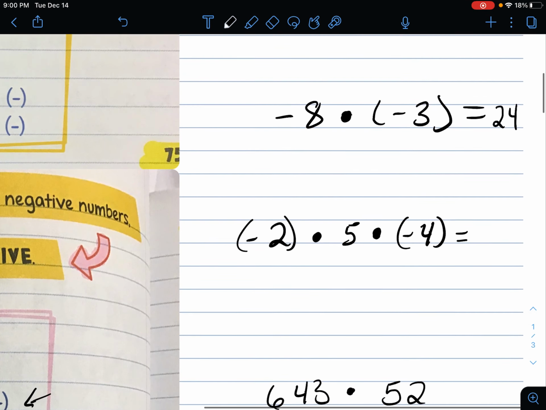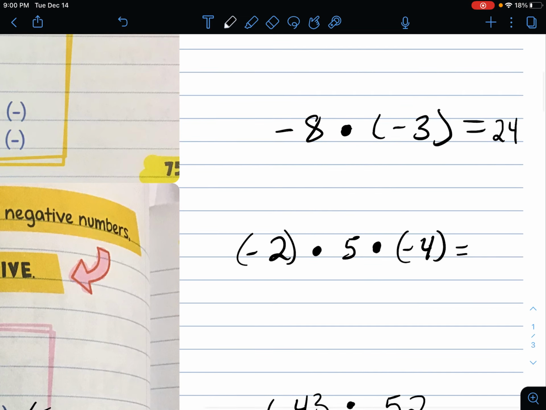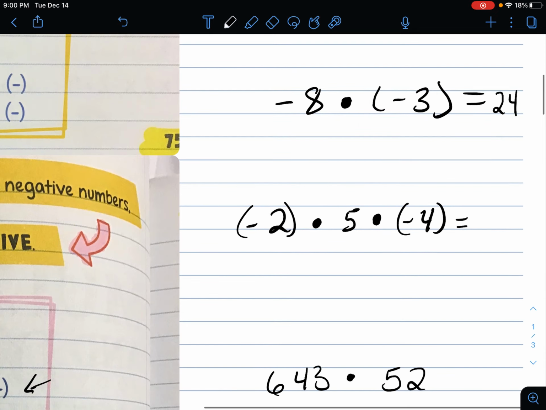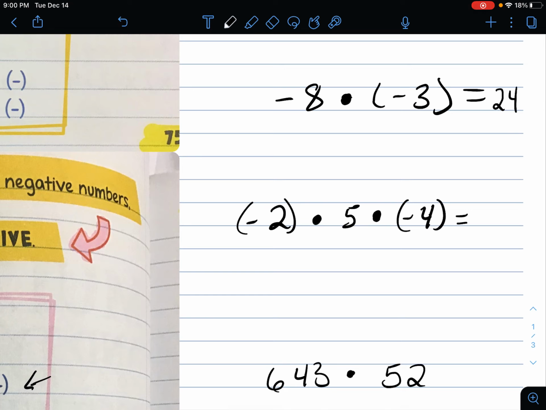So that's what this shows right here. The negative 8 times negative 3. Your outcome is going to be positive. 8 times 3 is 24. All right, next one, you've got negative 2 times 5 times negative 4. Once again, you have an even number of negatives. So there's 2. So it's just going to be 2 times 5, which is 10. 10 times 4, which is 40.